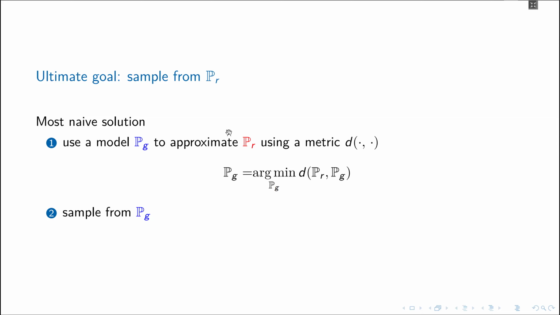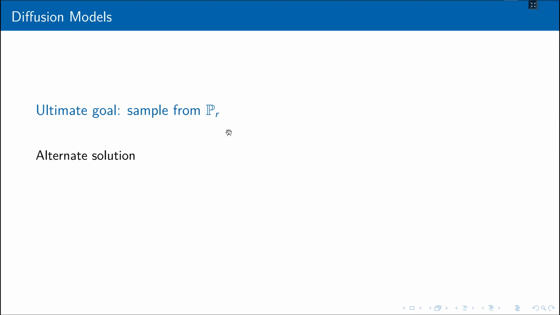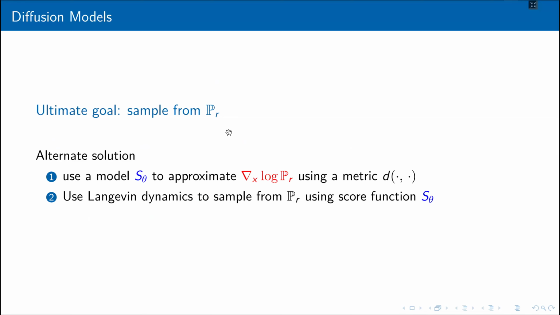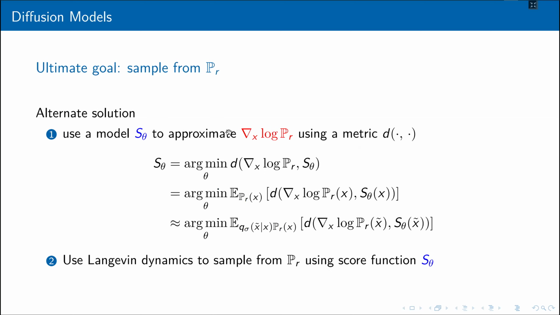Nowadays, there is a more advanced solution. You do not approximate PR directly. You can use a score function to approximate the gradient of log likelihood. Actually, this is like a gradient descent. Using the gradient, you can use Langevin dynamics, and you can sample from PR. How can we approximate the gradient of log likelihood is in this way.